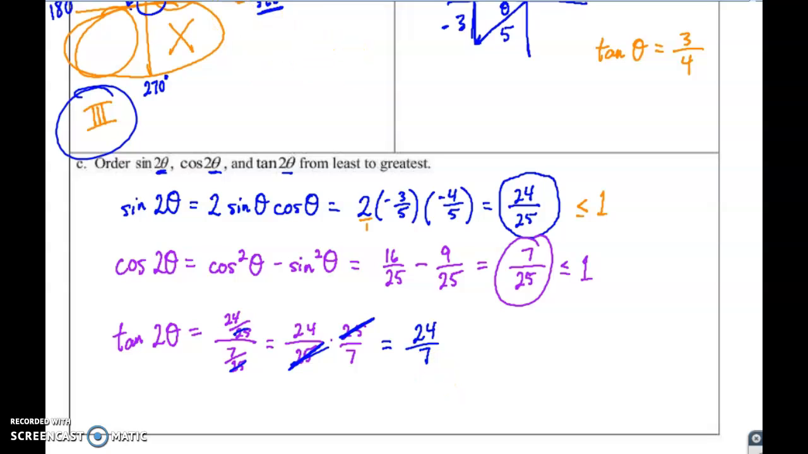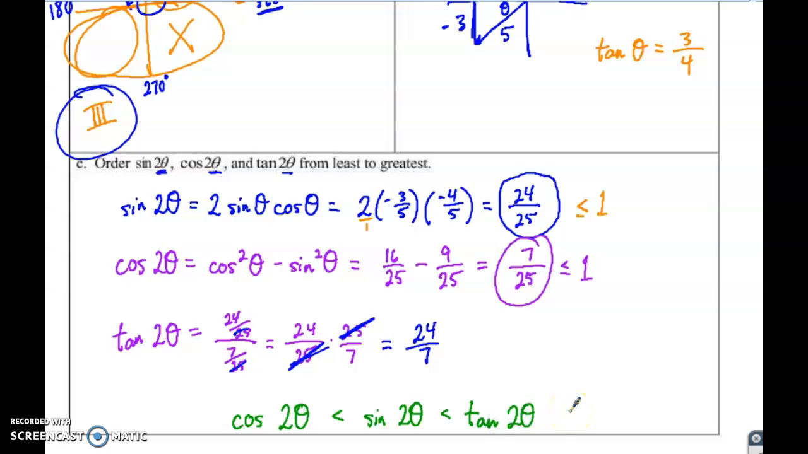So as we write this out from least to greatest, I think I made a comment to a few of you about just the way that you write it, is I'm fine if you just label in order. I also like to see the less than symbol. That's nice to see. So the smallest number was cosine, and then sine, and then tangent was the largest.